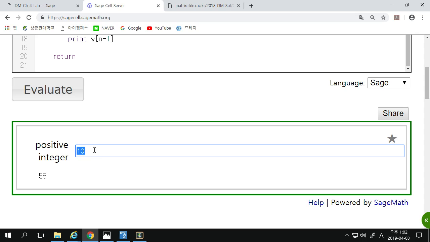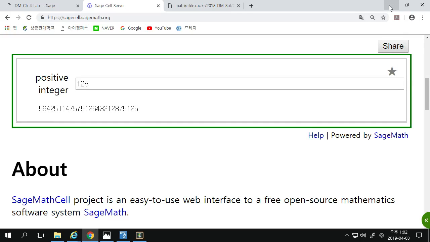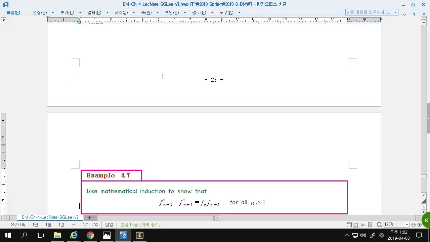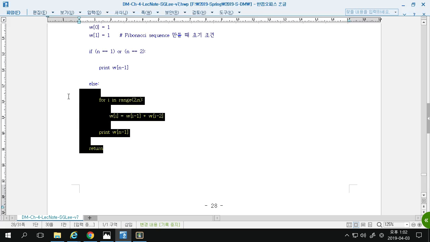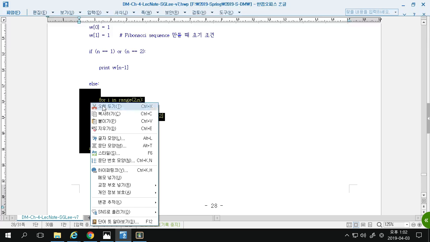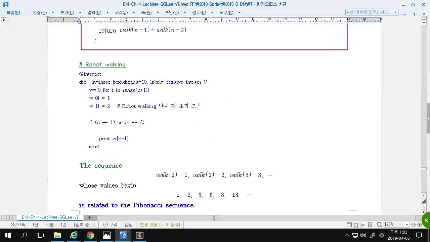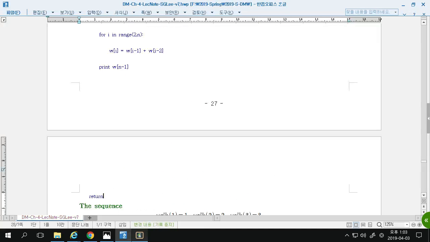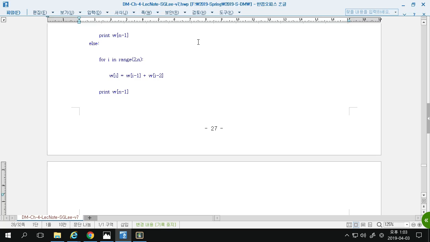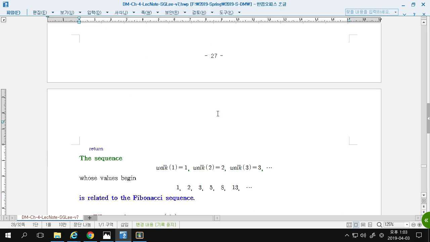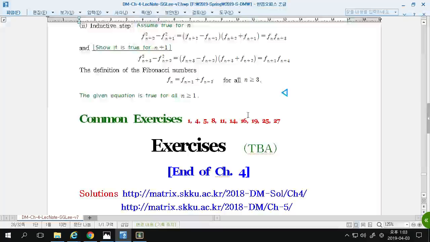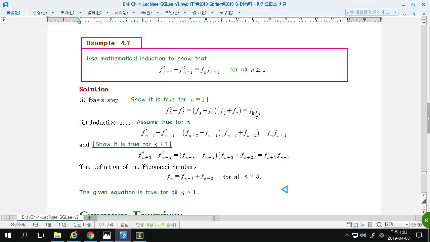Here, this is a Fibonacci sequence. The fourth term of Fibonacci sequence is 3, and the 56th term is this. The 125th term is like this. So the Fibonacci sequence can be counted here. So I think we were missing this, print and returns. I'll fix it. Anyway. Okay, so last example of chapter 4.